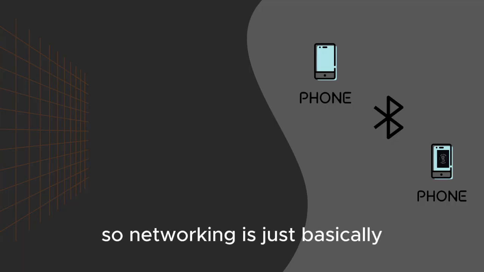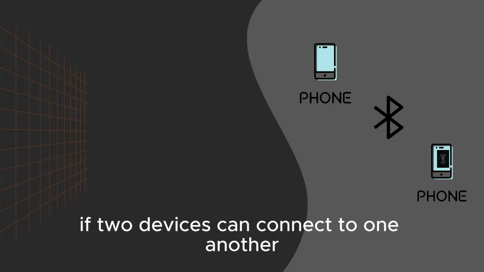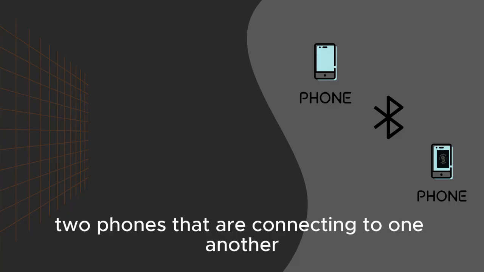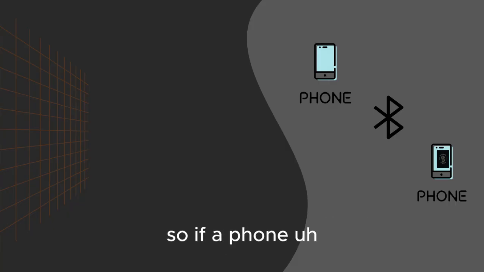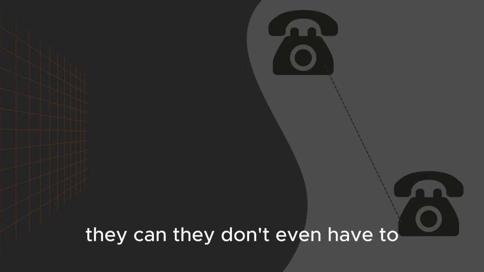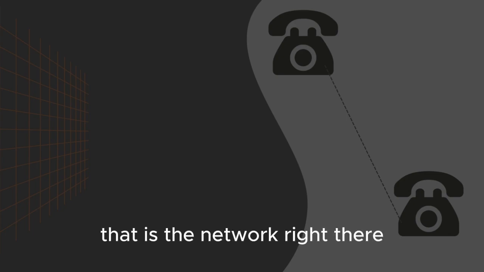Networking is basically if two devices can connect to one another, even when you have two phones connecting to one another. Even those old landlines that can talk to each other, that is a network right there.